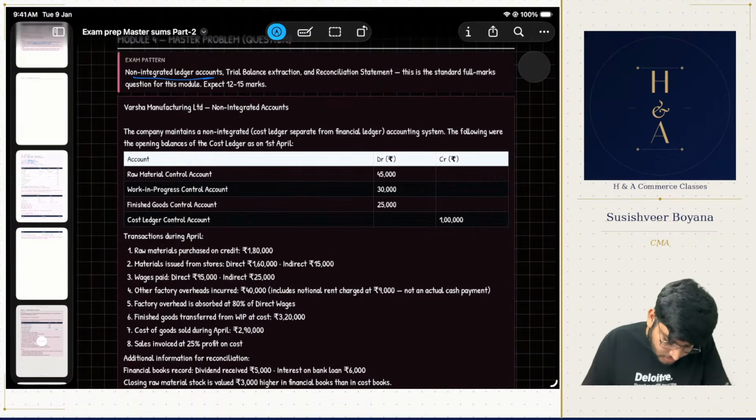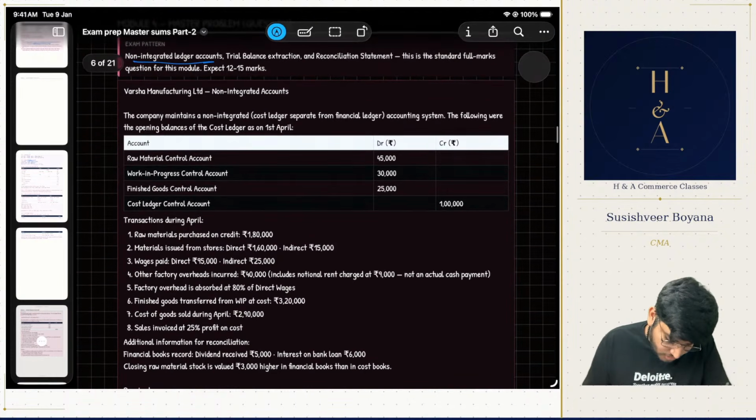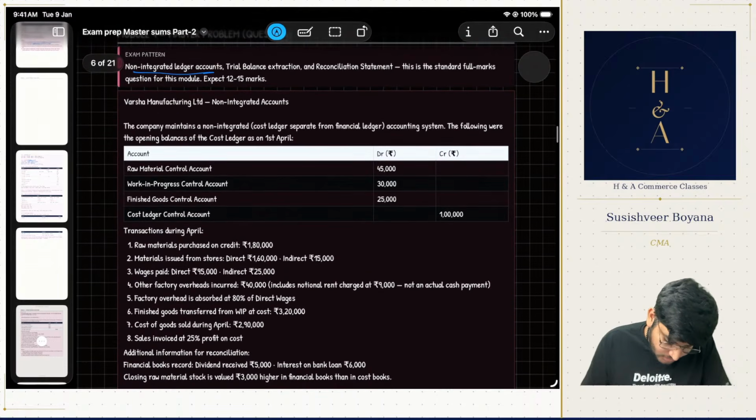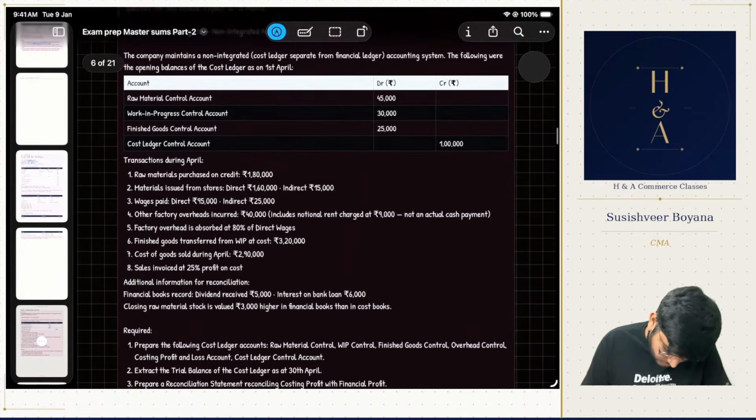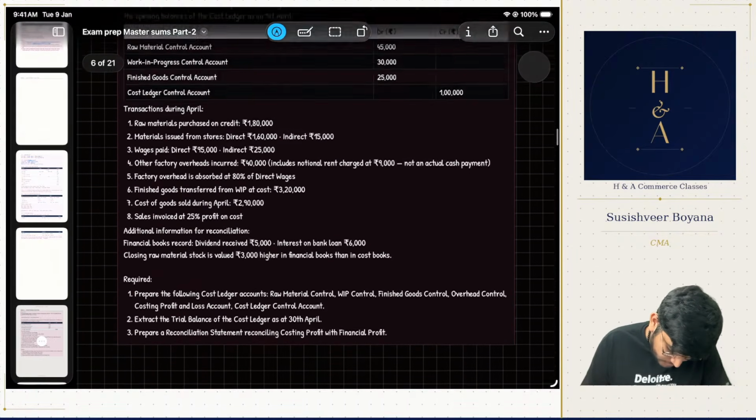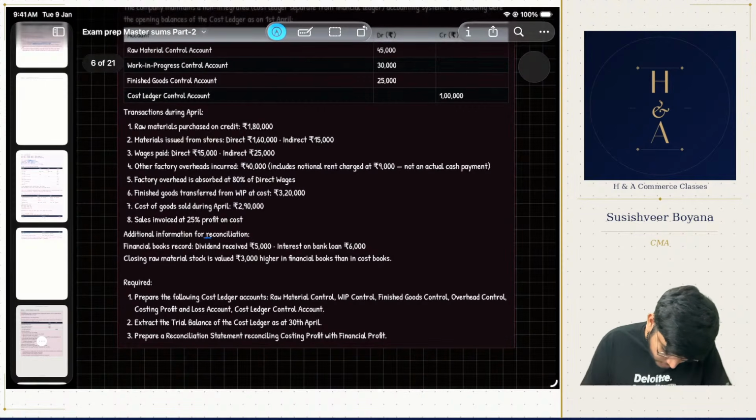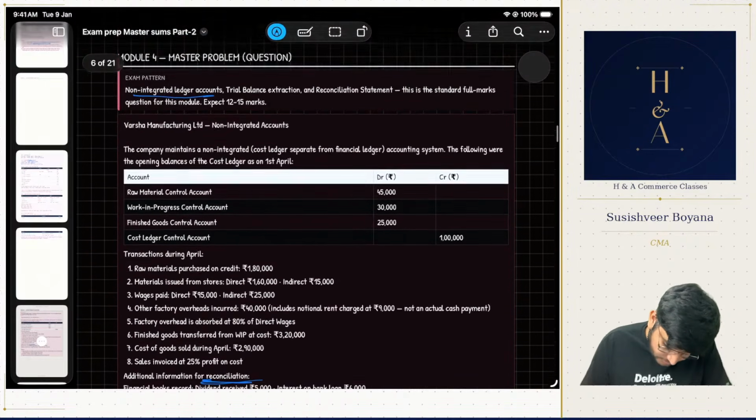Unintegrated, we already looked at it. And go through this being another sum. Okay, I think this is a variance problem. What have we required? Okay, for reconciliation.